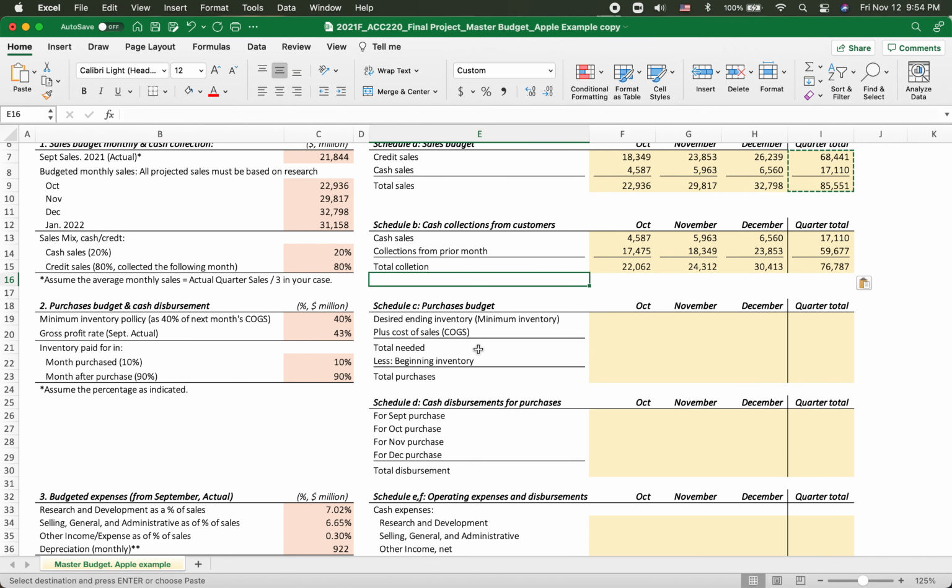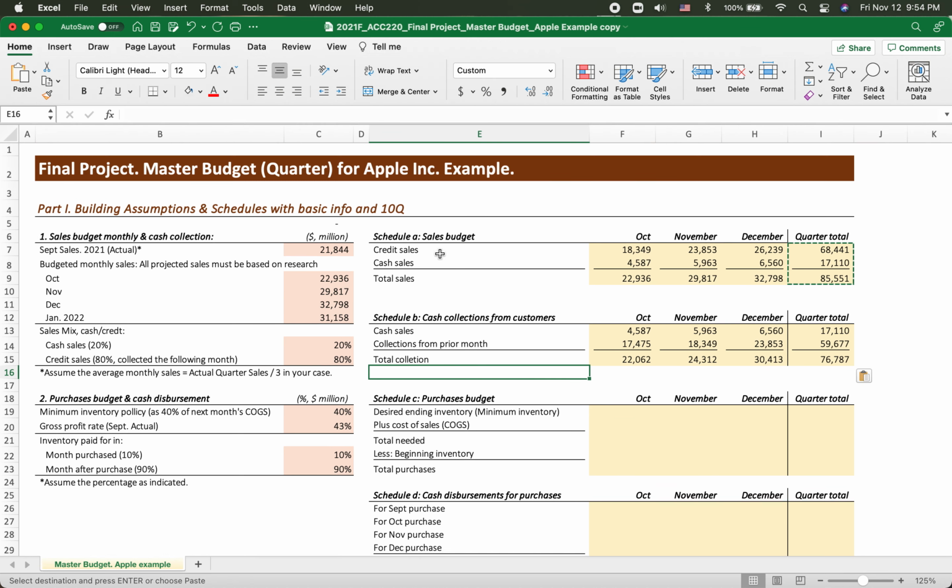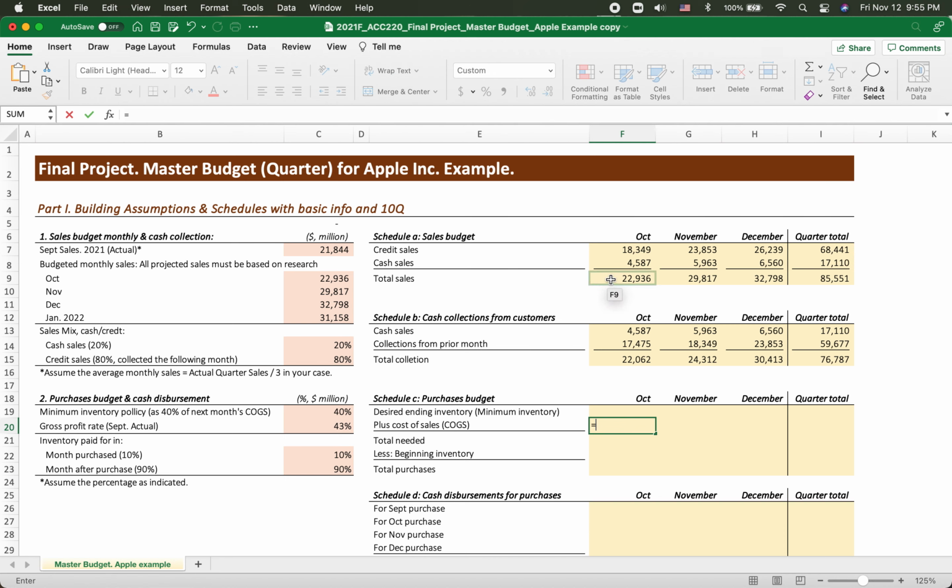Now the purchase budget is also the same process as we did in the sales budget and cash collections. Desired ending balance, as indicated here on the assumption part, the minimum inventory policy is 40% of the next month's cost of goods sold. So we need to calculate cost of goods sold first, right? Then it's now easy because all the costs and expenses on the income statement are calculated as a percentage of sales, right? So the cost of sales on October is the total sales.